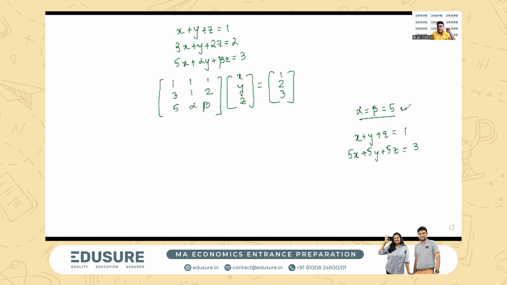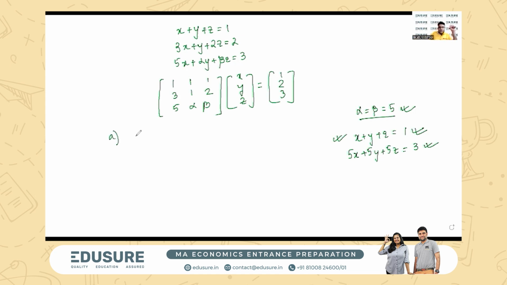So if alpha equal to beta equal to 5, I can easily see that the first equation and the third equation are inconsistent with each other. The first equation is x plus y plus z is equal to 1, and the third equation becomes 5x plus 5y plus 5z is equal to 3. But 5x plus 5y plus 5z should be equal to 5 if it has to be consistent with the first equation. Hence, for alpha equal to beta equal to 5, this system of equations is inconsistent.